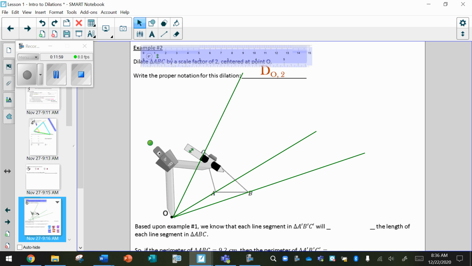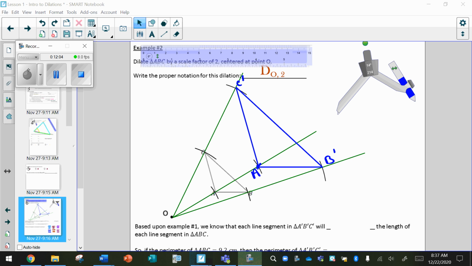Oh, this is so much easier on paper. So hopefully your construction looks similar to mine. We have A prime, B prime, C prime dilated with a scale factor of 2.